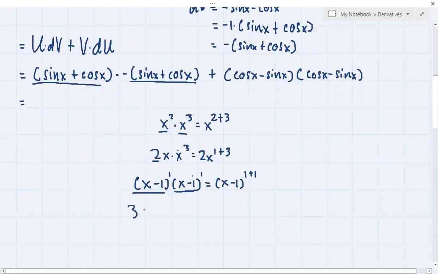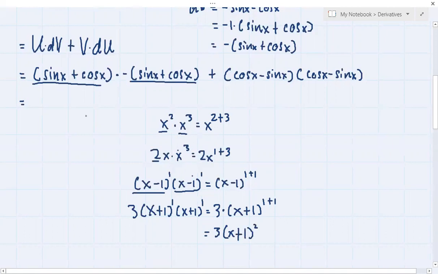So, let's just say meron tayong 3 times quantity x plus 1 times quantity x plus 1. So, meron tayong constant na 3. Di ba? So, we will leave it be. Tapos ito yung mga base nito. Both of them are the same. So, i-combine natin sila into 1. So, magiging 3 times quantity x plus 1. Tapos, i-add natin yung exponent nila. So, we have 1 and 1 exponent. So, magiging raised to 1 plus 1. So, therefore, we have 3 times quantity x plus 1 raised to 2. Yan ang gagawin natin dito. We will do the same thing here.